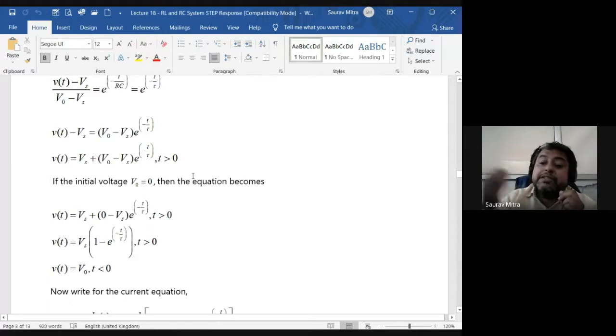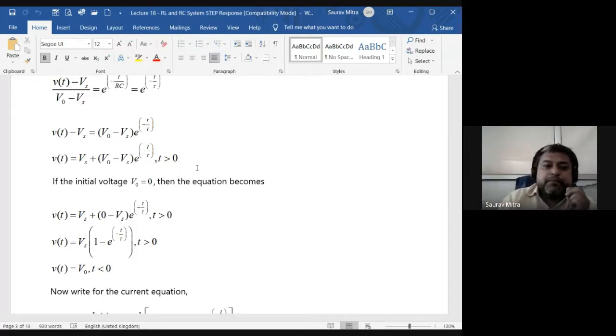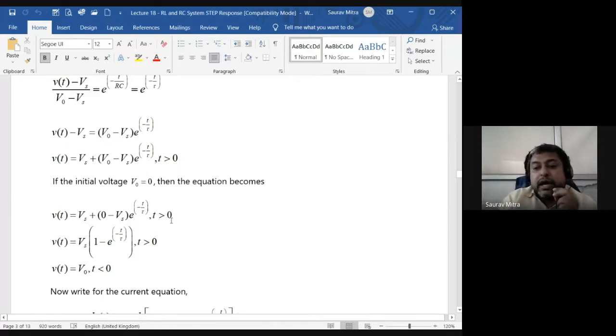So t you can change. If I ask you, let's say, what is the output voltage after 5 seconds? In that case, you can substitute t at 5 seconds. So t is a function of time. At which time do you want the output? That t value you can substitute here. And tau is equal to R into C, so the R into C value should be given to you.